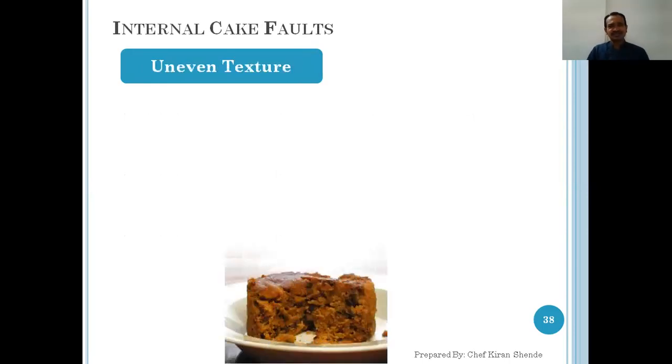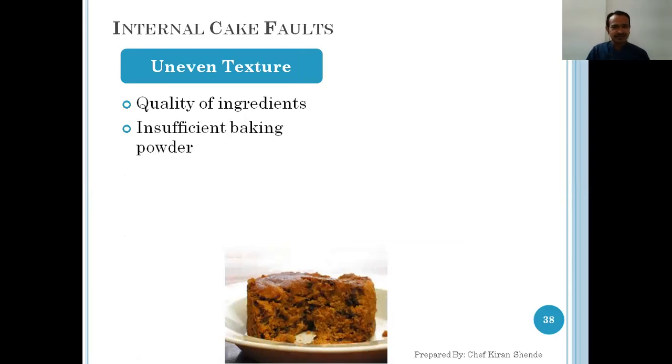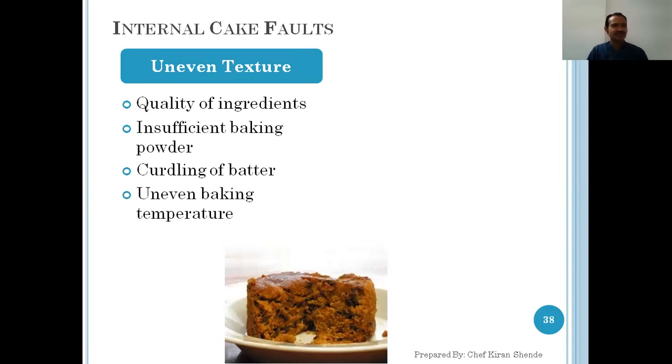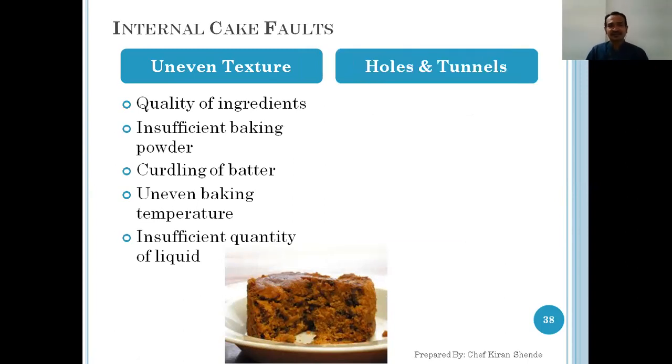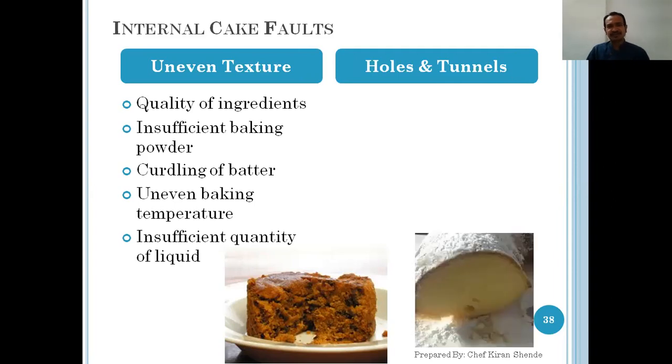Uneven texture. So how does this uneven texture come on top of a cake? The probable reasons are the quality of ingredients, very important, insufficient baking powder or a leavening agent, or if your batter must have curdled, so that has resulted in uneven texture, uneven baking temperature, insufficient quantity of liquid will result in an uneven texture.